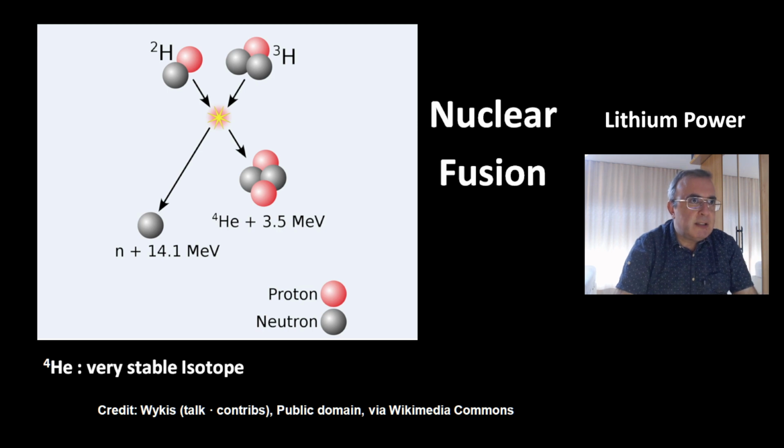This is the most promising nuclear fusion reaction, between tritium and deuterium. It gives you again helium 4 and a neutron with high energy. Obviously the helium 4 isotope is very stable, and the reason for it is it has an even number of neutrons and protons.